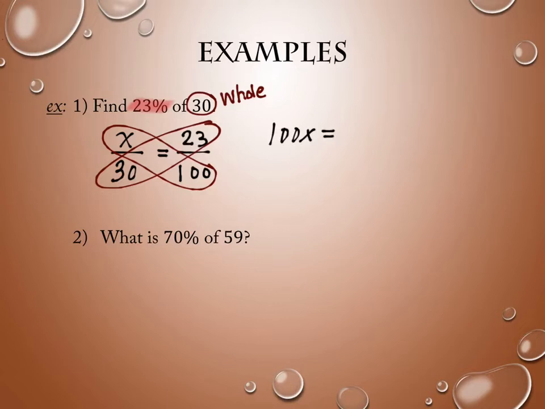equals. And then you're probably going to want a calculator today. So grab it out if you have one. 30 times 23. What is it? 690. Fantastic. And then what would we do to solve for x? We'll divide by 100 on both sides. And what is 690 divided by 100? 6.9. Okay, so we're not going to round unless we're told to.